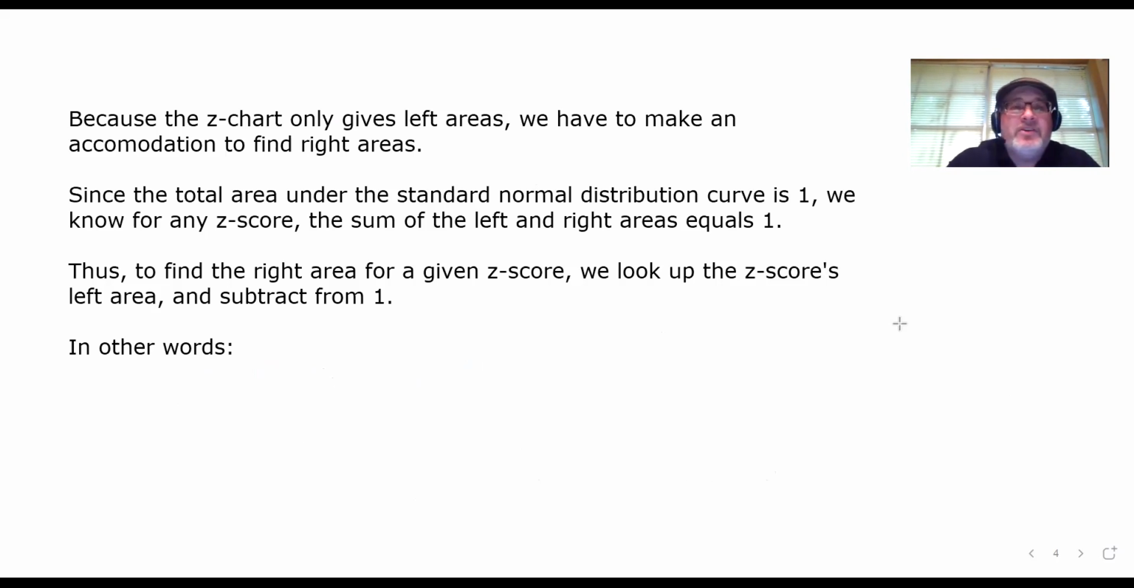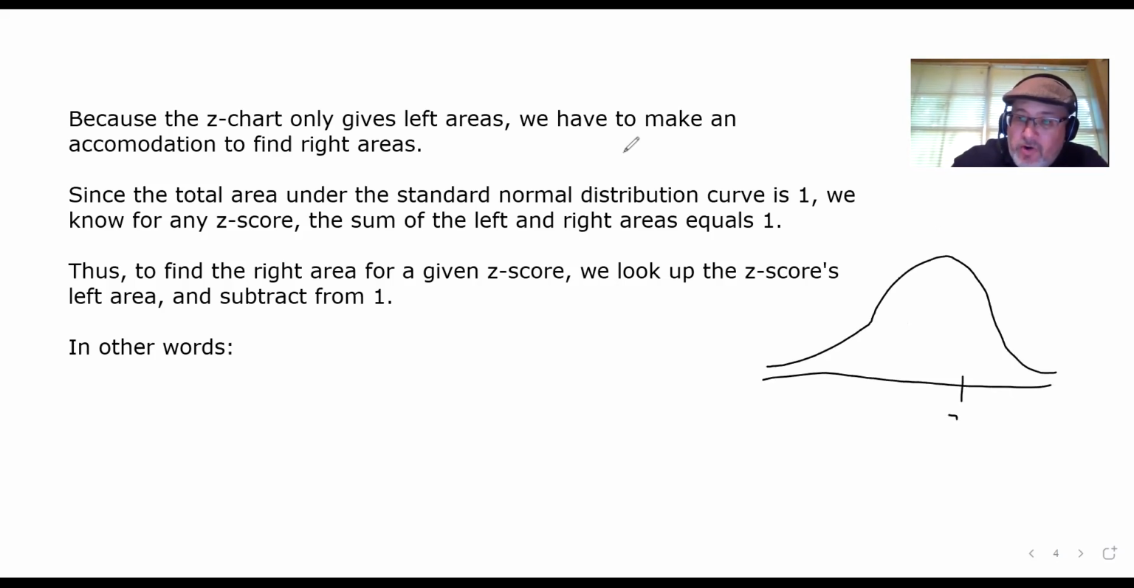All right, because the Z-chart only gives left areas, we have to make an accommodation to find right areas. Since the total area under the standard normal distribution curve is 1, we know for any z-score, the sum of the left area and right area equals 1. Thus, to find the right area for a given z-score, we look up the z-score's left area and subtract from 1. I just want to give you a real quick visual for this.